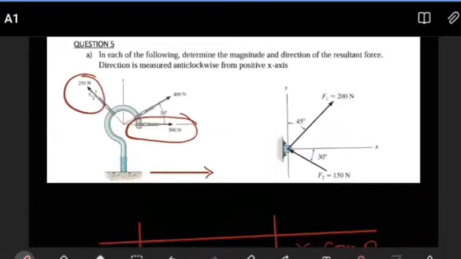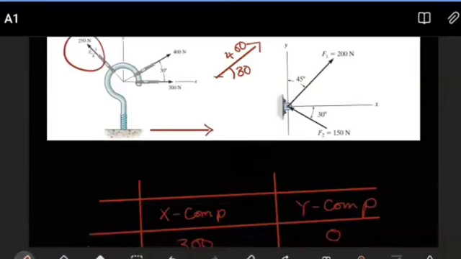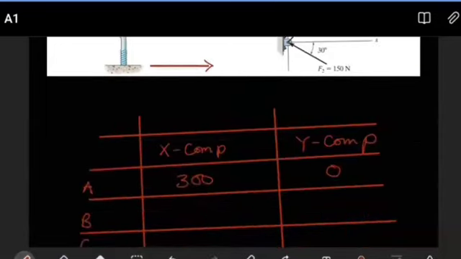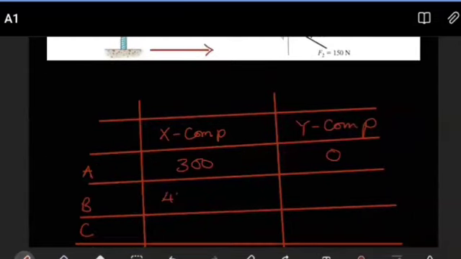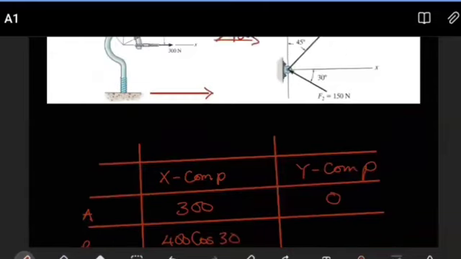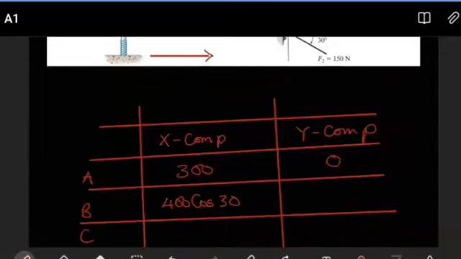That sorts out the 300 newtons. And then I go to the 400 newtons. The 400 newtons is like that, and the angle between it and the horizontal is 30. So this can easily be resolved. That's 400 cos 30 in the x-axis, and then in the y-axis, that's 400 sin 30.